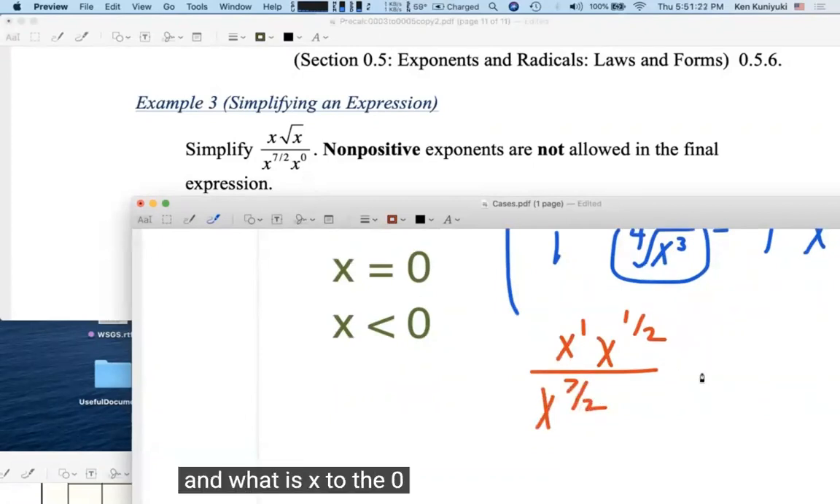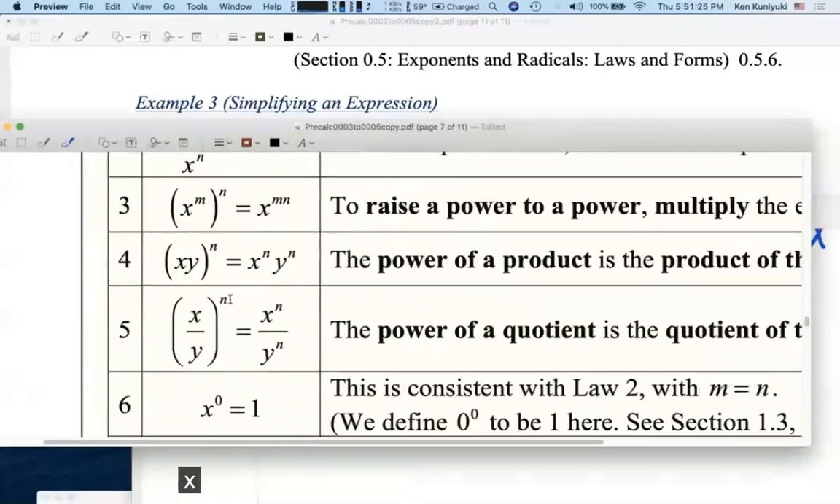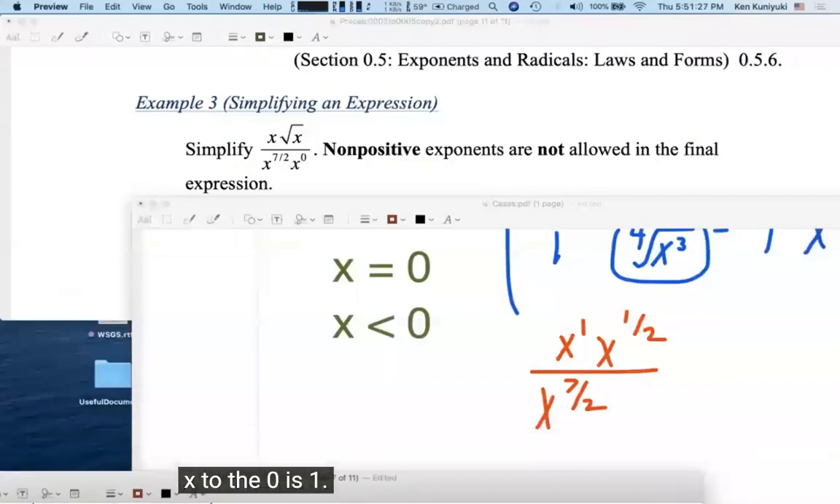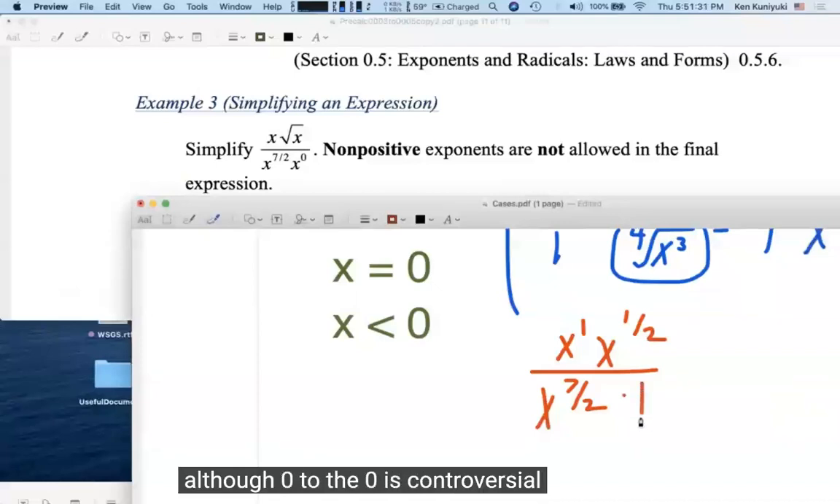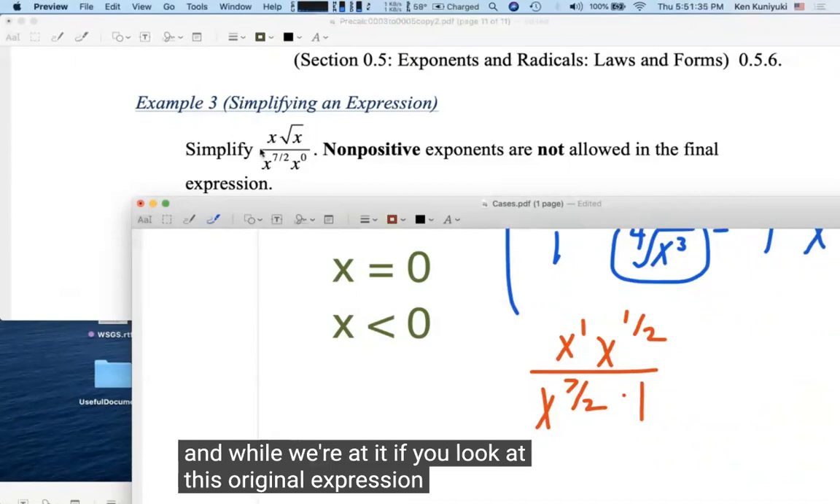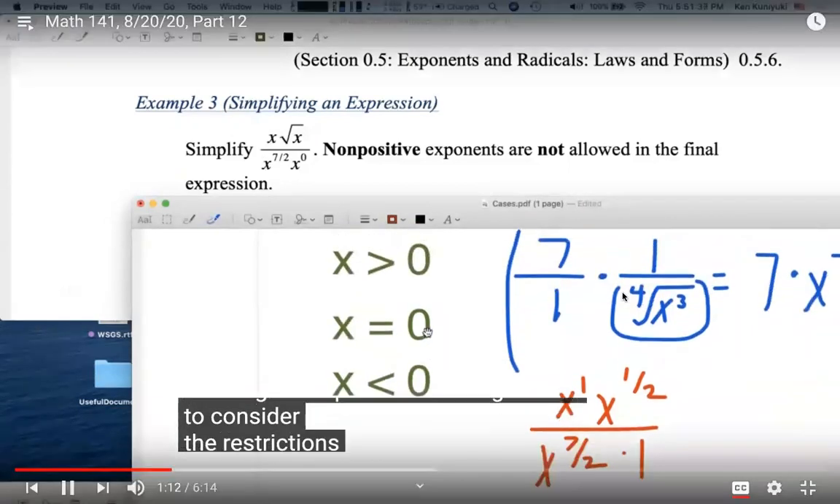And what is x to the 0? X to the 0 is 1. Although 0 to the 0 is controversial. And while we're at it, if you look at this original expression, we might want to consider the restrictions.